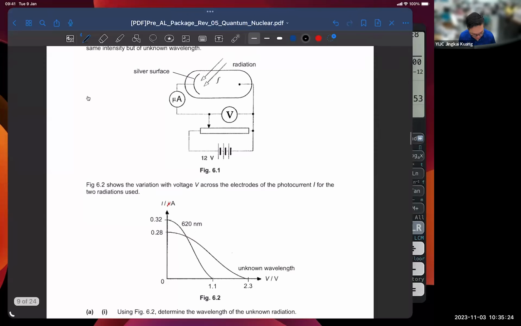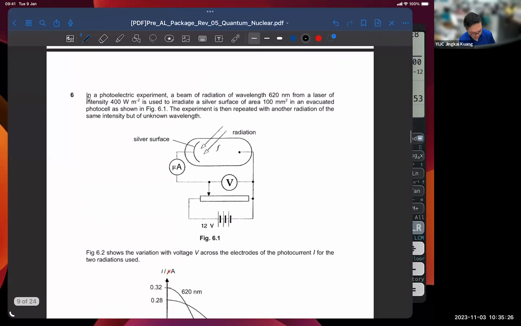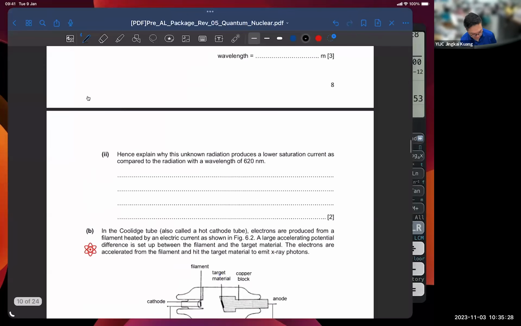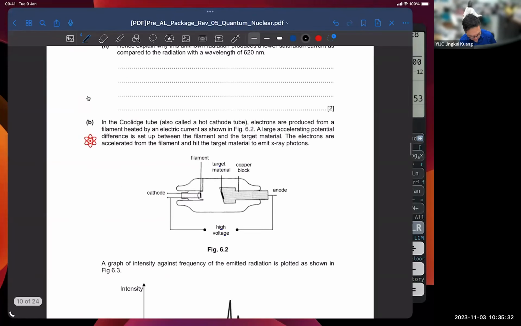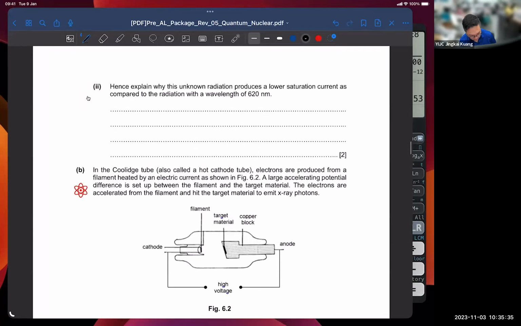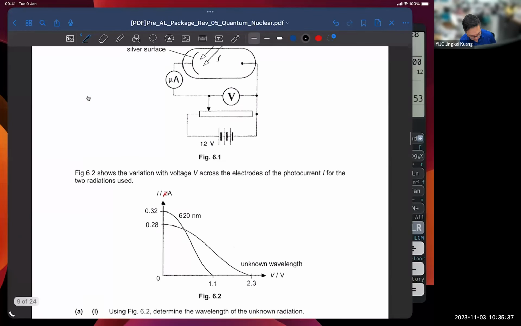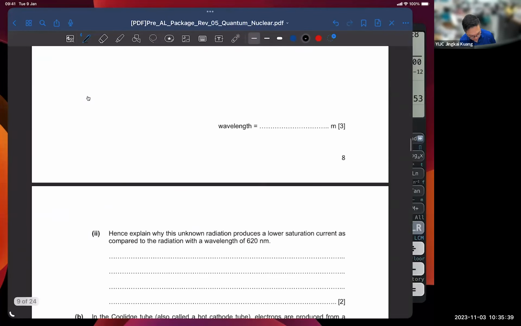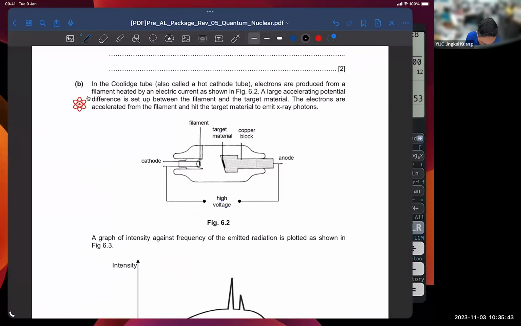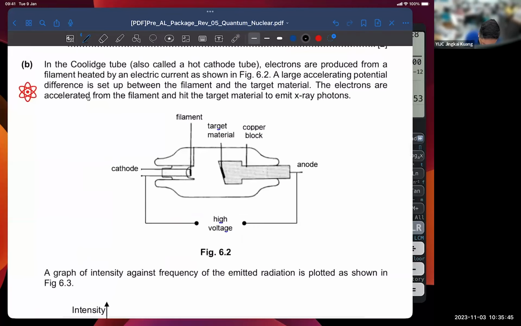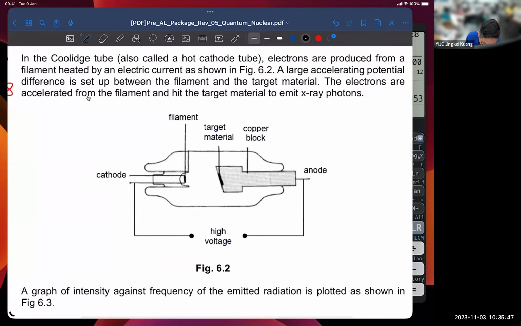Okay, let's restart. Question 6 we are not doing, right? We're doing 6B. So I think I skip the photoelectric effect one, so we do the X-ray one. So this is the X-ray. Basically I will draw the filament here. So this is a full setup.